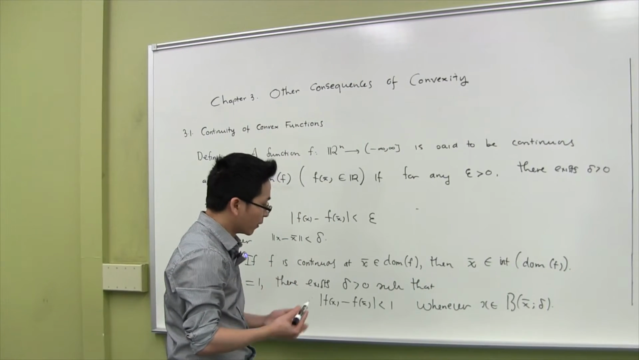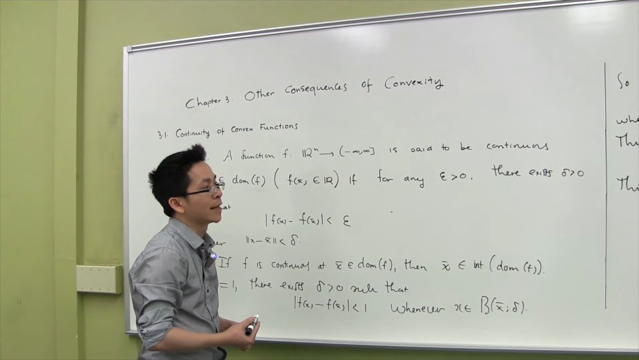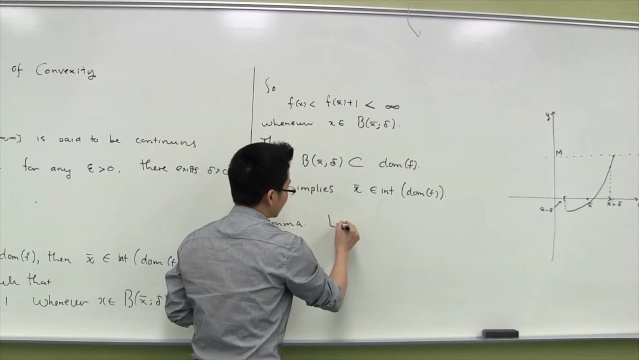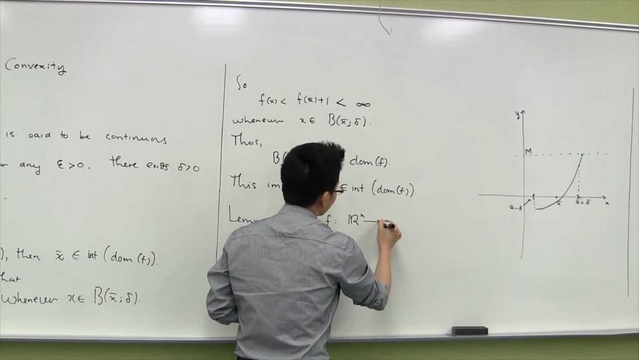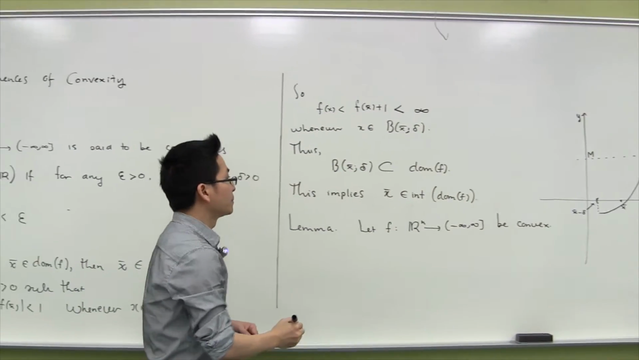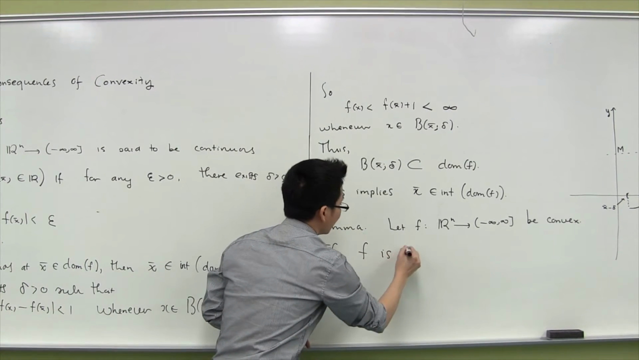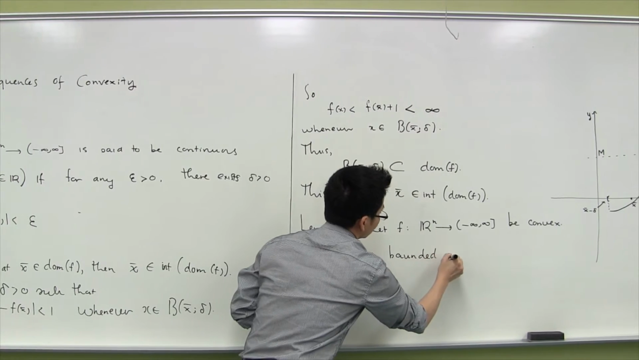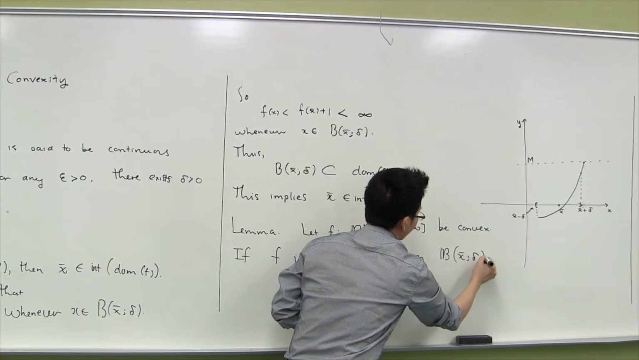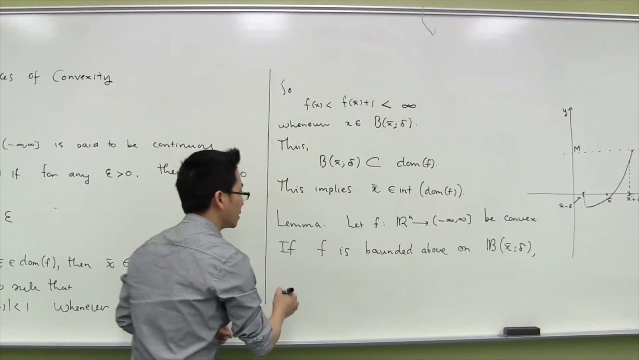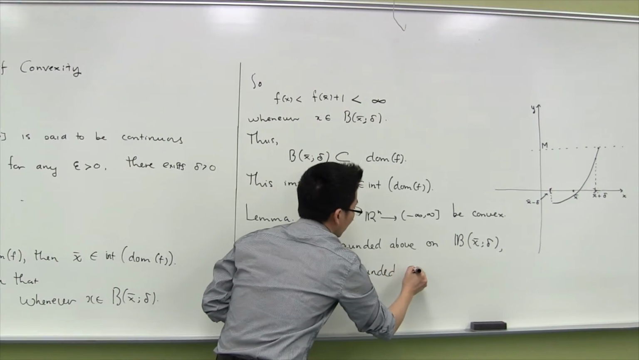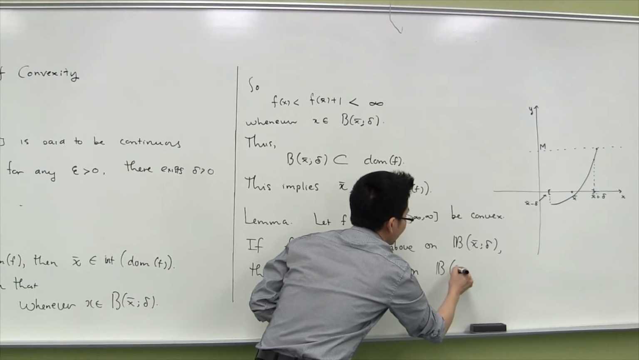Okay, so before continuing, I'm gonna present a very important lemma that we're gonna use later on. Let f from Rn to the extended real line be a convex function. If f is bounded above on a closed ball with center at x bar and radius delta, here it works for the open ball as well, then f is actually bounded on this ball, on the ball with center at x bar and radius delta.